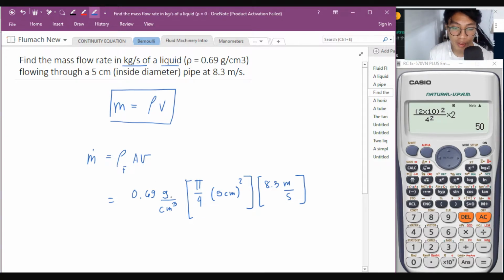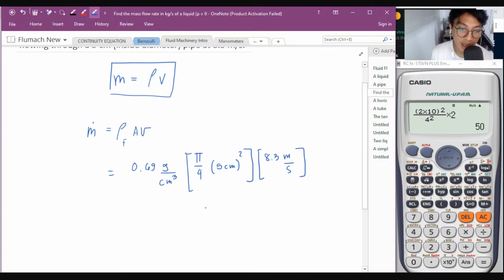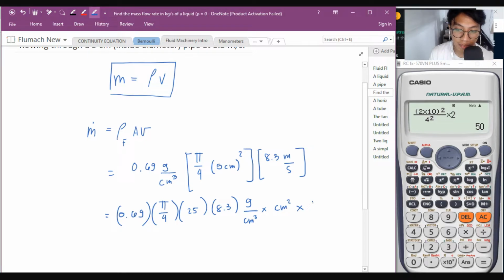So, dito, yung gram mo kailangan maging kilogram. Yung meter mo dapat maging cm para maka-cancel mo yung cm cube. O, dito na tayo papasok. Okay, sa ilalim. Kaya mo dyan, 0.69. Kunin mo na kagad yung mga numerical values. So, pi over 4. Tapos dito, 5 times 5. O di 25. Mamaya na yung unit. Okay? Tapos 8.3. Pagsama-samahin mo sila. Ngayon, anong natira? Gram per cm cube. Pag mahina ka mag-convert, ganito gawin mo. Cm cube times cm squared times meter per second.